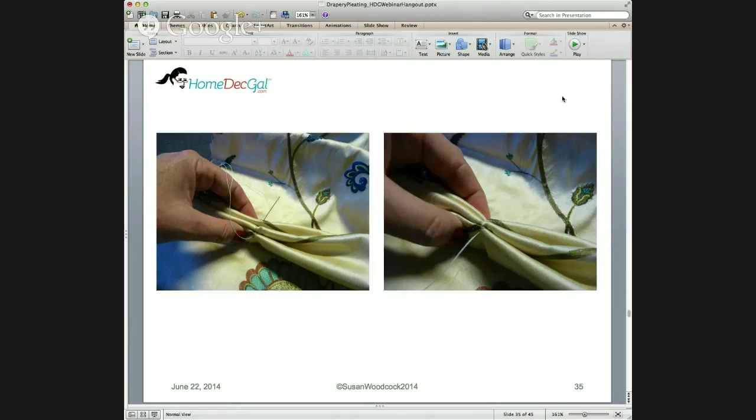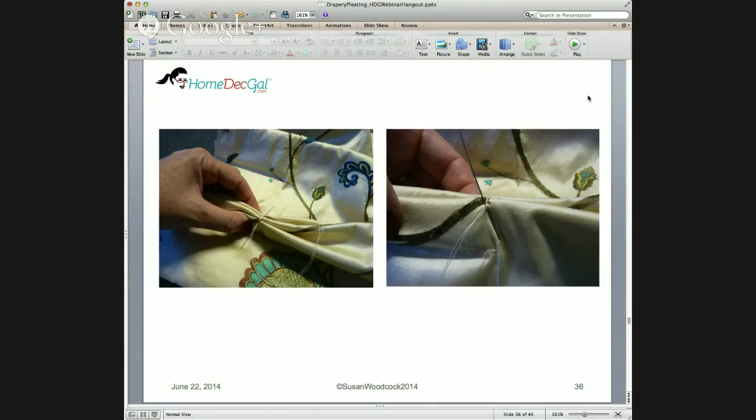You can also stab stitch side to side so you do not have the stitches showing on the top. That's okay too. If that's your style, that's perfectly fine. This is just the way we do it. And then wrap around again. I'm using 2 strands of thread. You could also use 4 strands of thread.